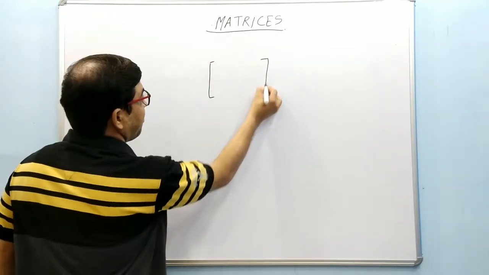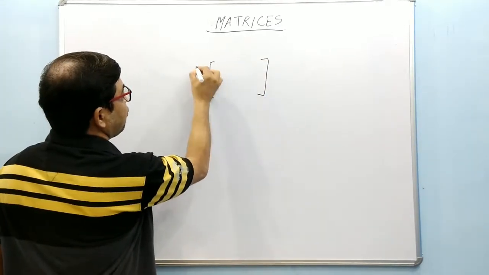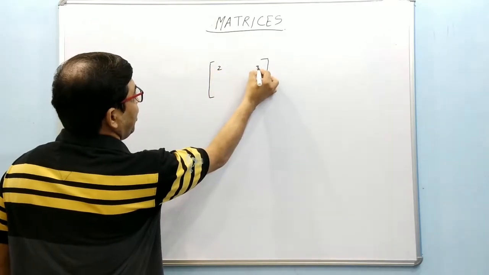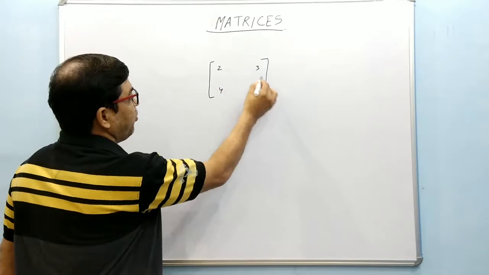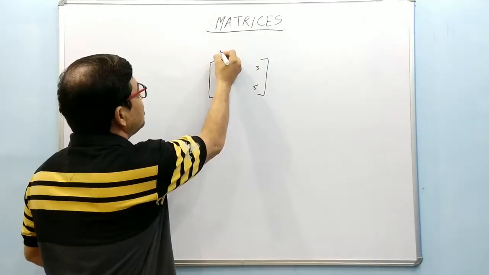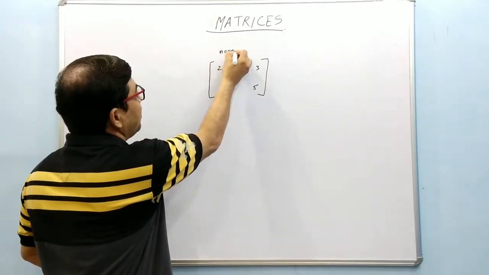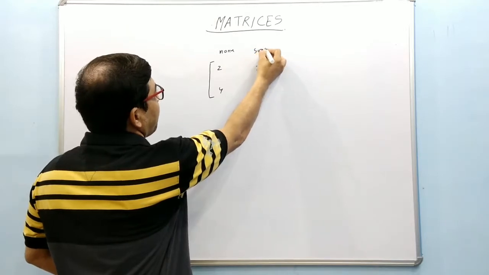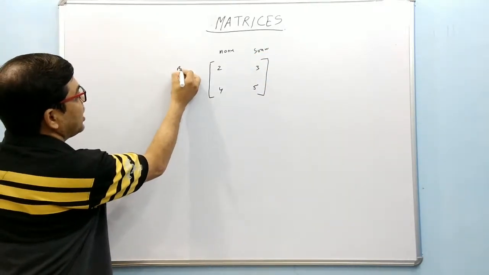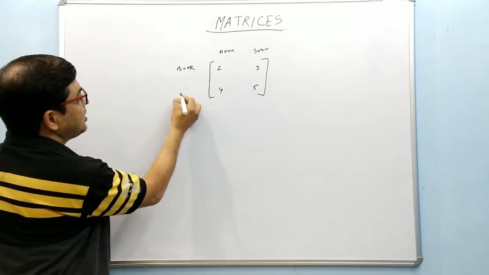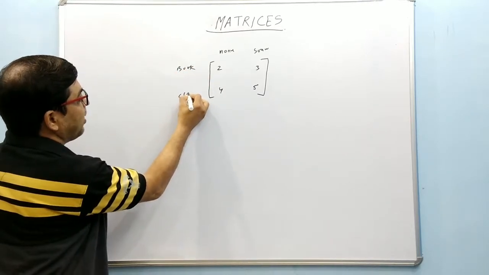I'm writing here. This is the first row, 2, 3, 4, 5. This is the first column. This is the second row, this is the second column. These are the goods of Monu, these are the goods of Sonu. This is the rack where books are kept, and this is the rack where clothes are kept.